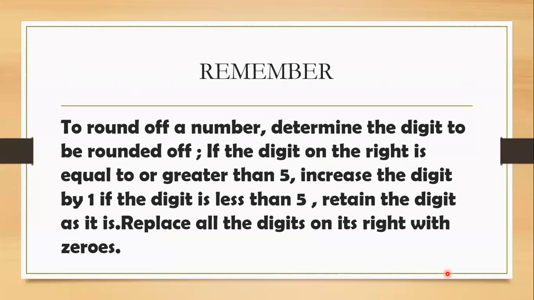Now, remember, to round off a number, determine the digit to be rounded off. If the digit on the right is equal to or greater than 5, increase the digit by 1. If the digit is less than 5, retain the digit as it is. Replace all the digits on its right with 0.